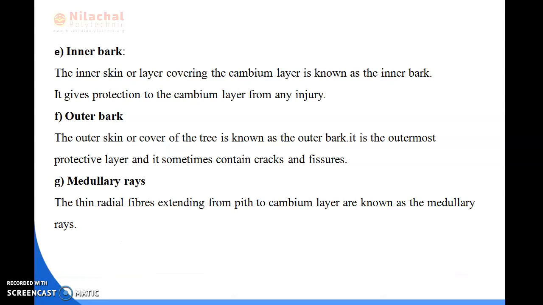Last one is inner bark. Inner bark is the inner skin or the layer covering the cambium layer. Outer bark is the outer skin or the cover of the tree, and it is the outermost protective layer. Next is medullary rays. The thin radial fibers extending from pith to cambium layer are known as medullary rays.